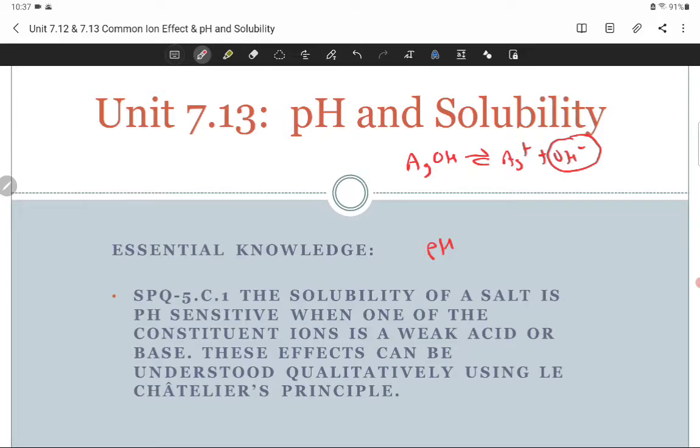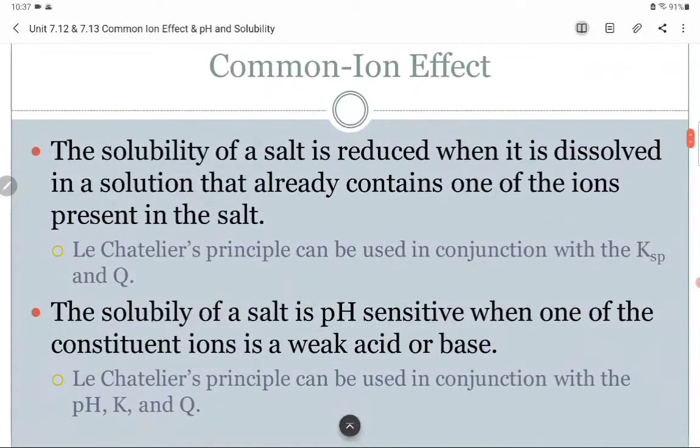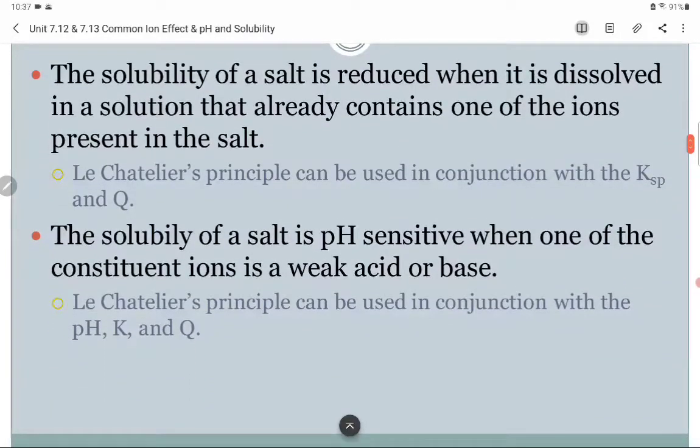So again, if the pH goes down, that's acidic, and you would have more H positive and less hydroxide. If the pH goes up, it'd be the opposite idea. So you can manipulate the solubility of some compounds like silver hydroxide by actually changing the pH of the solution. Okay, so that's called the common ion effect, and it's a Q versus K idea. This isn't the first time we've talked about Q versus K.